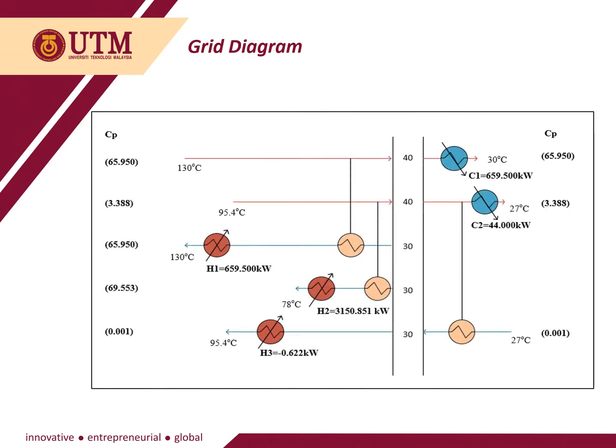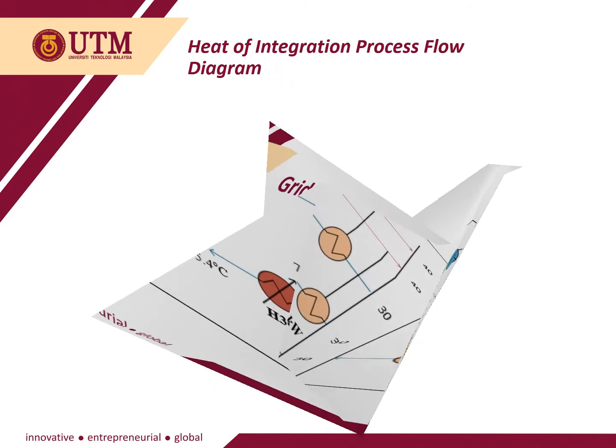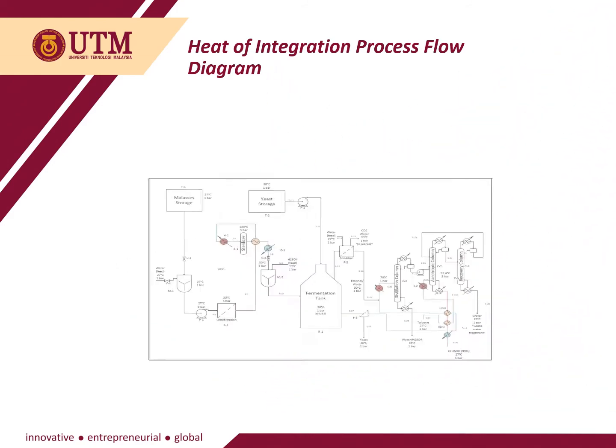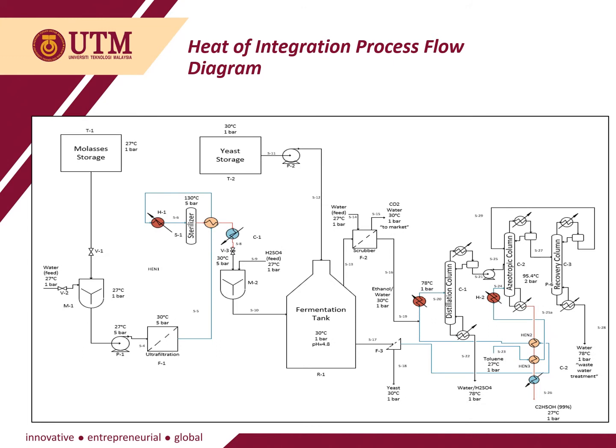From this diagram, we will get 3 heat exchangers, and the total of 3 heaters will be equivalent to the minimum heating requirement and also 2 coolers will be the same as the minimum cooling requirement. Then we will draw a new PFD with the heat exchangers located at the specific streams.